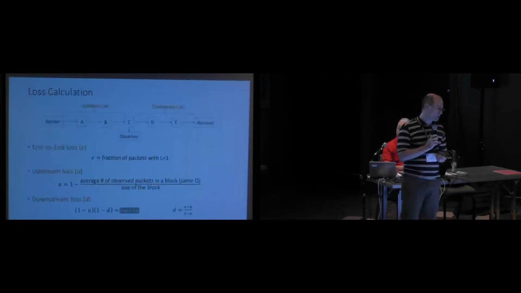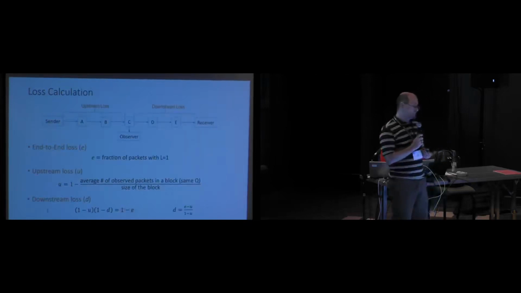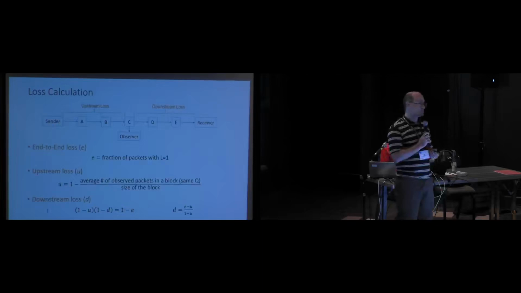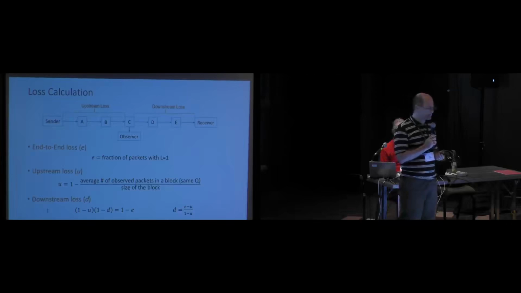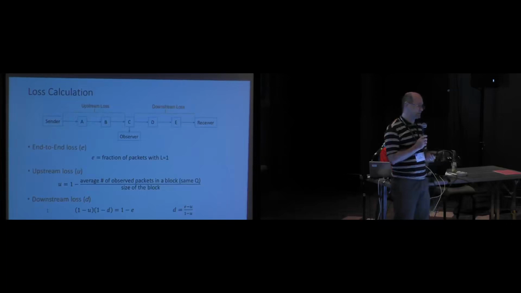How can we use that? How is it useful? End-to-end loss is pretty simple. It's just the fraction of packets with L equals 1 bits that the observer observed. Upstream loss is basically how many bits with a particular Q value are missing from a block. Once you have end-to-end and upstream loss, you can figure out the downstream loss.